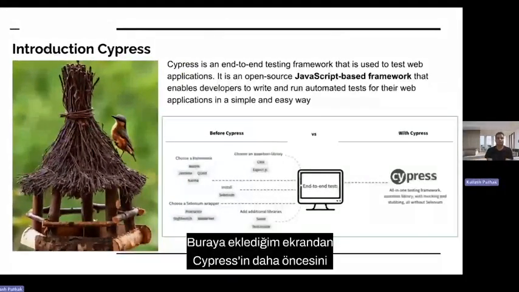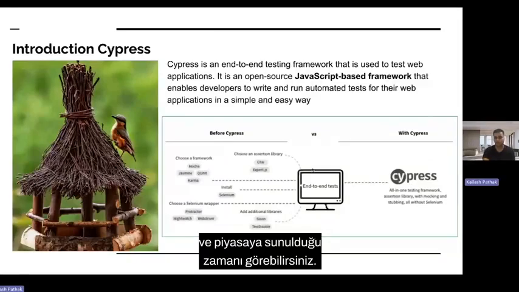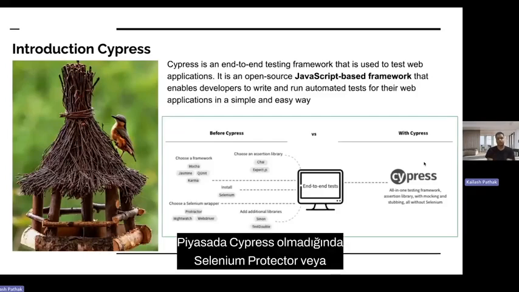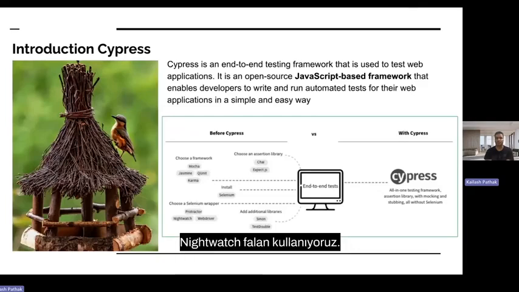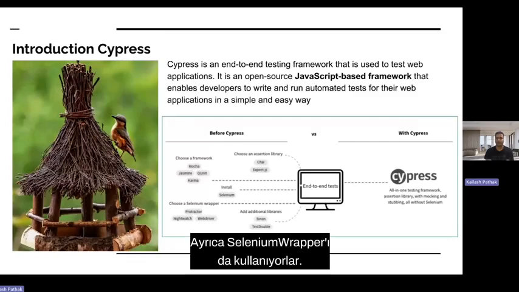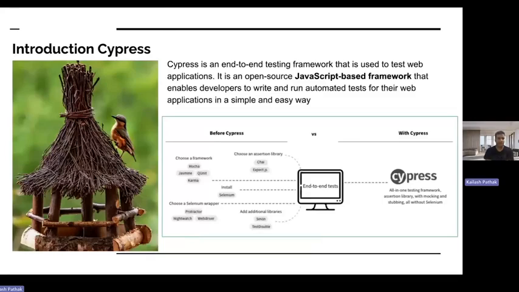From the screenshot I attached here, you can see before Cypress and when Cypress was introduced in the market. When we did not have Cypress in the market, we normally used Selenium, Protractor, or Nightwatch or something. They are also using the Selenium wrapper. So first of all, Cypress is an end-to-end testing framework used to test web applications. It's a JavaScript, JS-based framework, right?